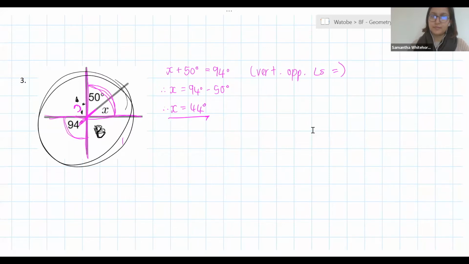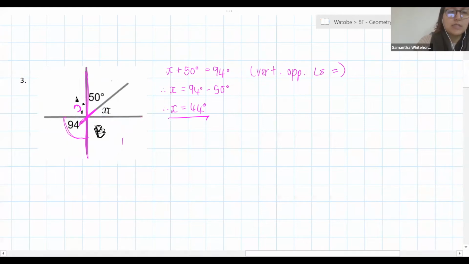Ma'am, I don't understand when you said x is equal to 94 degrees minus 50 is equal to 44 degrees. That's where I don't understand. So I'm just using vertically opposite angles.